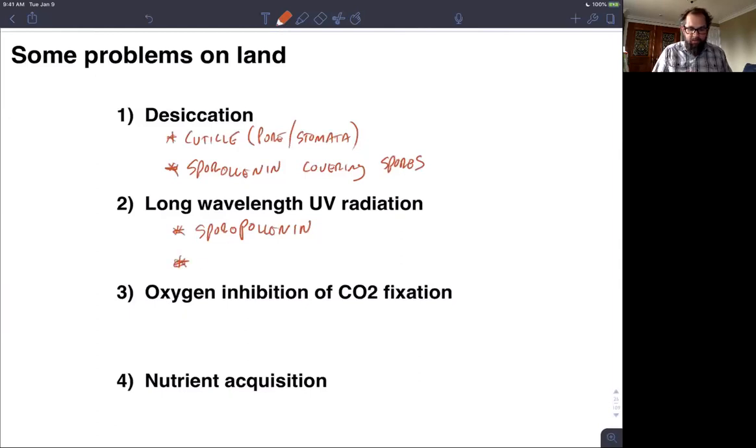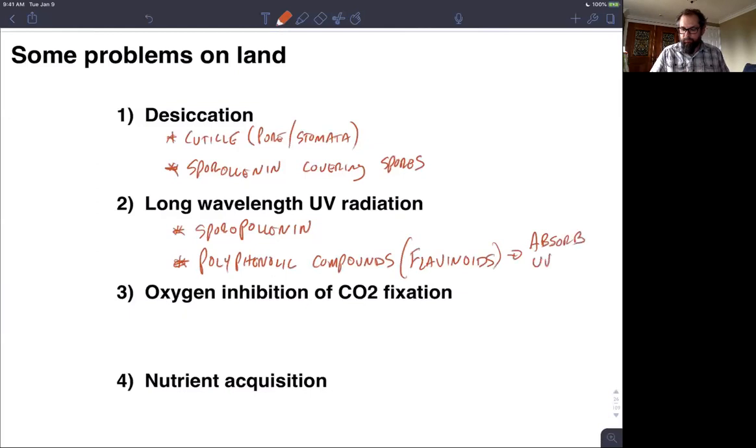Another one that I hadn't mentioned here is polyphenolic compounds. There's a whole bunch of biochemistry that plants do that protects them against UV radiation. One of the main groups of polyphenolics that are found in land plants are flavonoids. And flavonoids absorb UV radiation. So that's protection against that UV radiation.